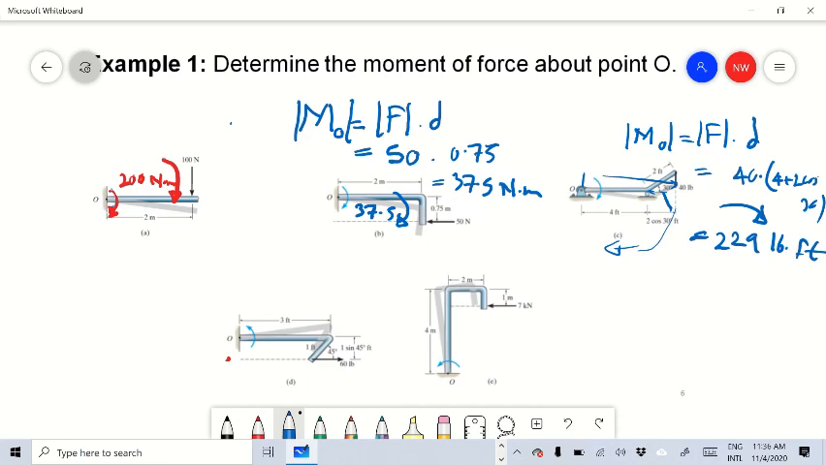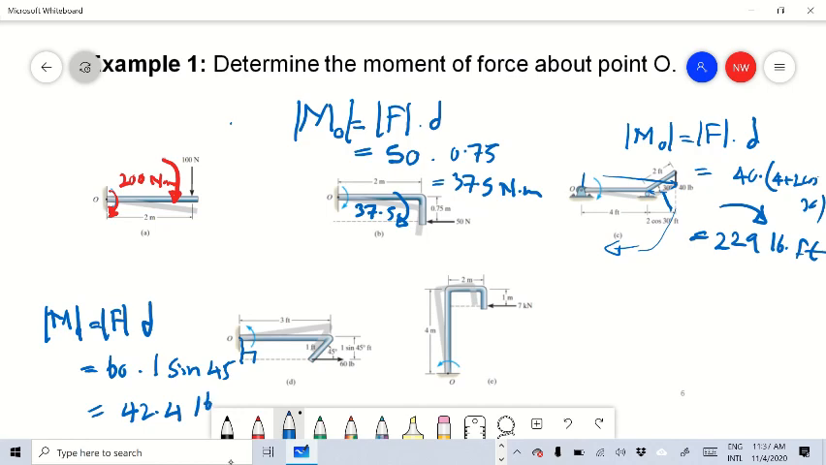How about this force about point O? Our equation is the magnitude of the movement about point O is equal to the magnitude of the force times d. The magnitude of the force is 60 lb. Then what is the perpendicular distance from point O to the line of action of the force? This distance, which is 1 sine 45 times 1 sine 45. So this gives you 42.4 lb.